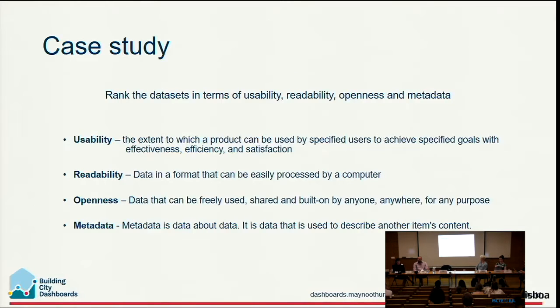So in the case study, we rank the data sets in terms of usability, readability, openness, and metadata. Usability is the extent to which the product can be used. Readability is whether the data is in a format that can be easily processed by a computer. And openness is whether the data can be freely used, shared, and built on by anyone. This is extremely important so people can check to see if the analysis is correct. And metadata is the data about the data, that is, data used to describe the item's content.